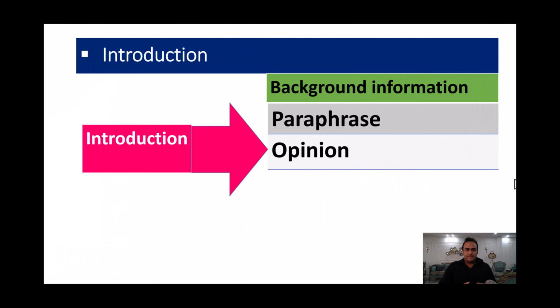Let's have a look at some important parts that should be written in writing task 2. The first thing is introduction. In order to write an introduction, we have to write 3 important parts. Background information. It means that we have to explain the topic on which we are writing, and we have to paraphrase the topic or the prompt that is given to us, and also we have to express our own opinion in the introduction.